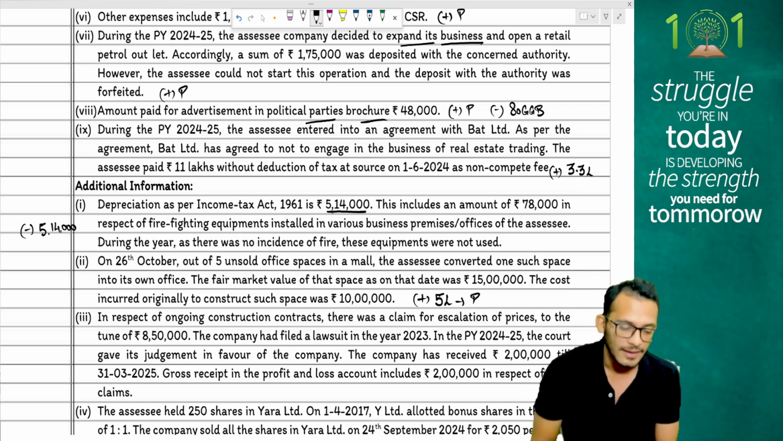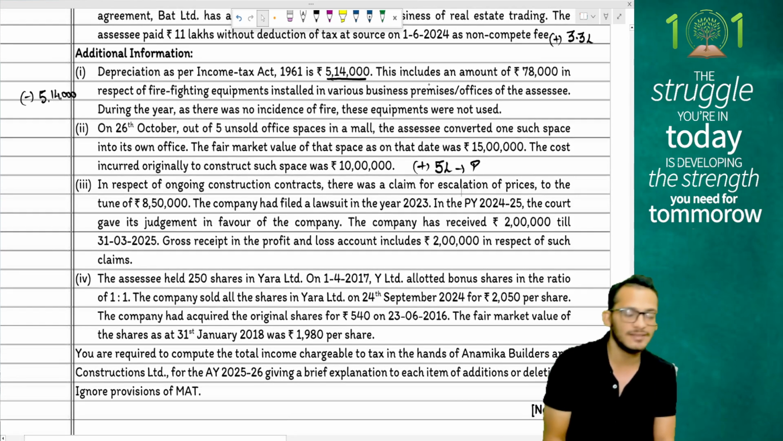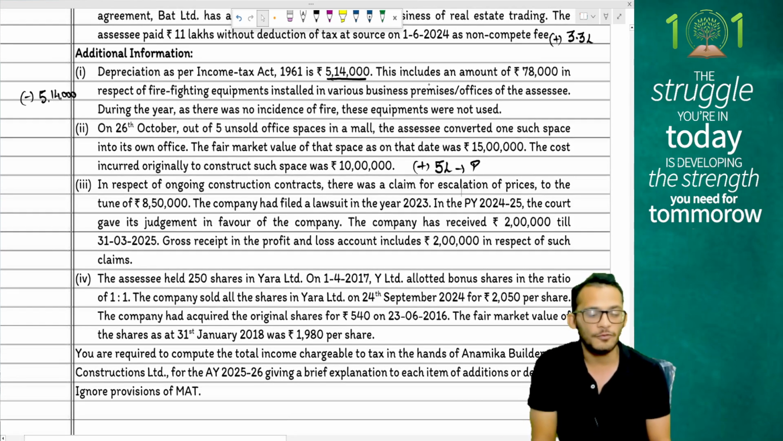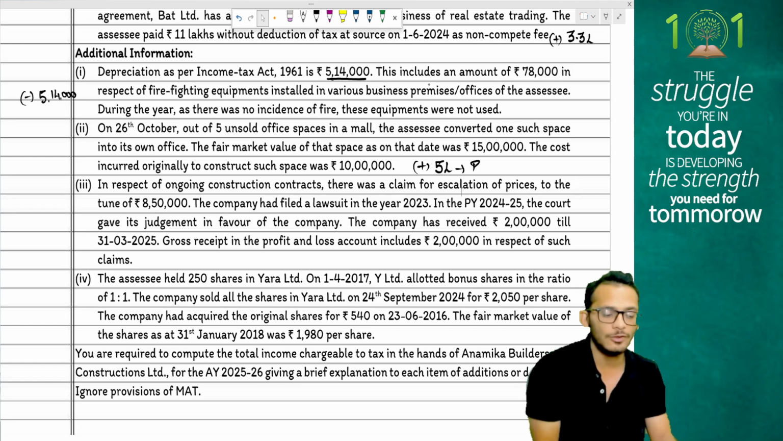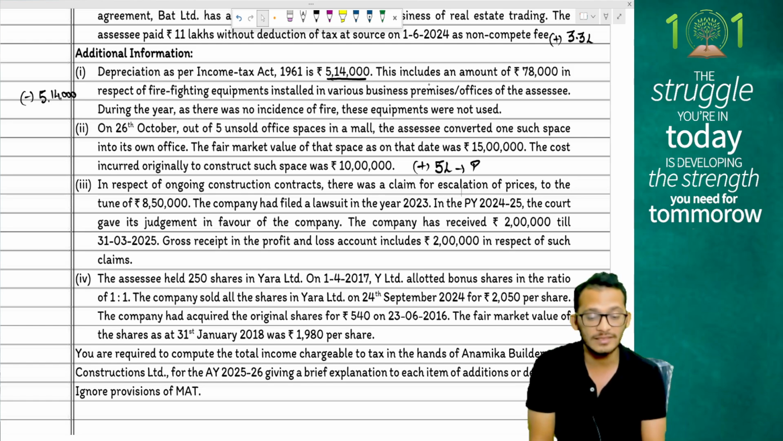Focus attention. Next, this is where you have to be careful. ICDS 3 comes into the picture. It says, in respect of ongoing construction contracts, there was a claim for escalation of prices to the tune of 8,50,000. The company filed a lawsuit in 2023. During the previous year 24-25, the court gave its judgment in favor of the company, and the company has received 2 lakhs till 31st March. The gross receipts in the P&L include 2 lakhs in respect of such claims.